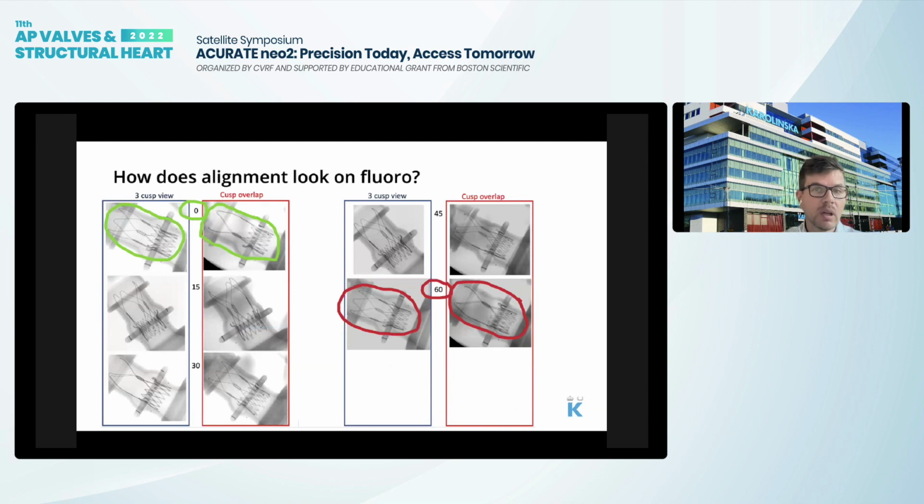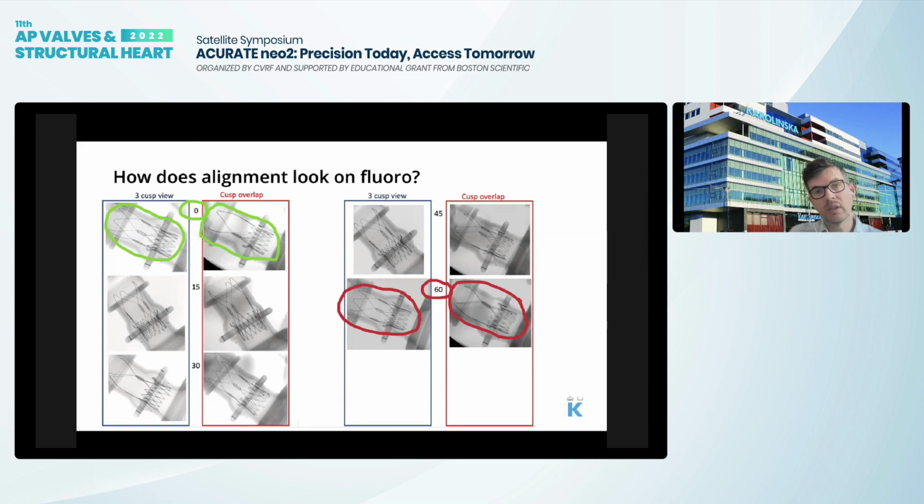So with this valve system, how would it look on fluoroscopy with a good alignment and a misalignment? I marked in green in the upper left part here, where it says 0 in the middle, 0 degrees misalignment, which means a perfect alignment. Then you see in the 3-cusp view, you have the 3 stent posts nicely lined up with equal distance between them, the left-hand picture marked in green. And in the cusp overlap view with the valve in the same position, you see that you have 1 stent post pointing to the inner curve of the aorta and the 2 stent posts actually overlapping on the left side. So that's the ideal position.